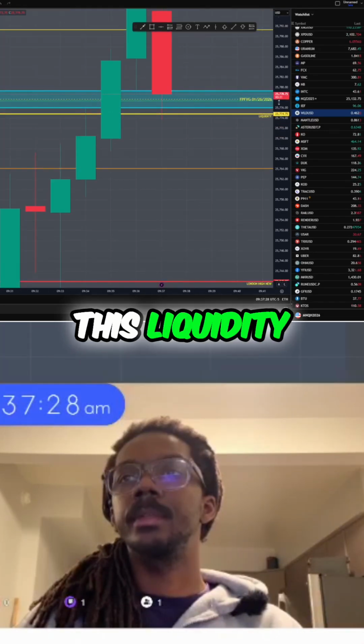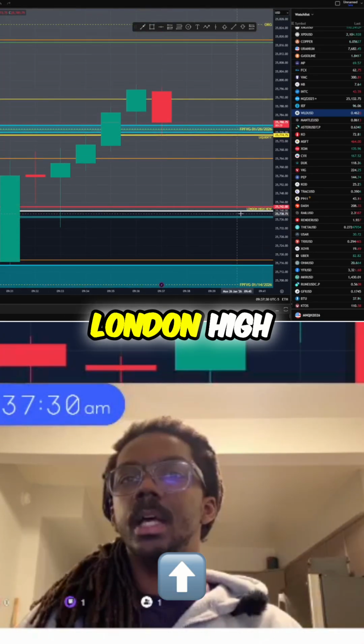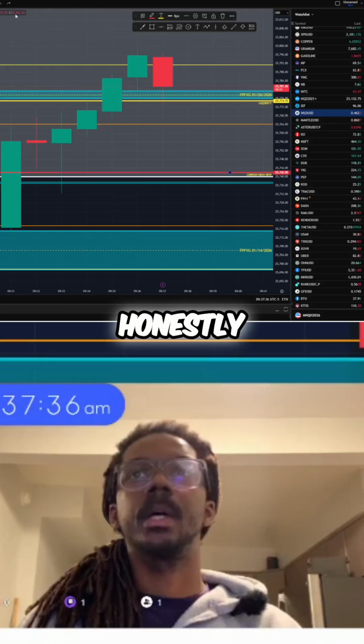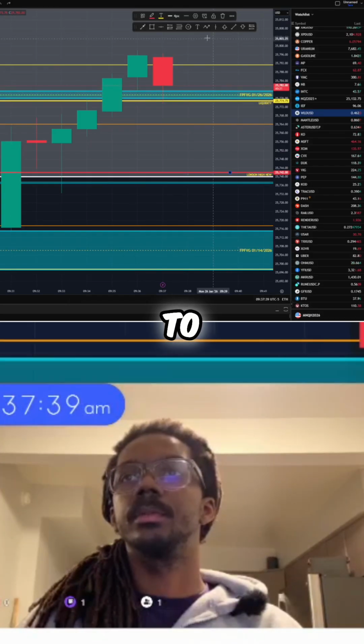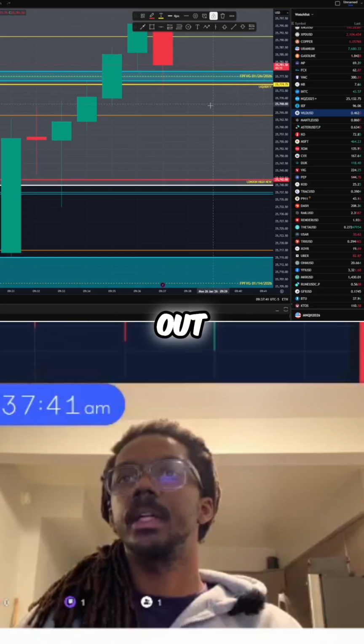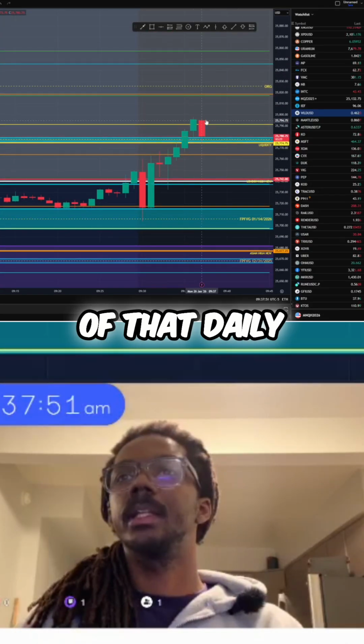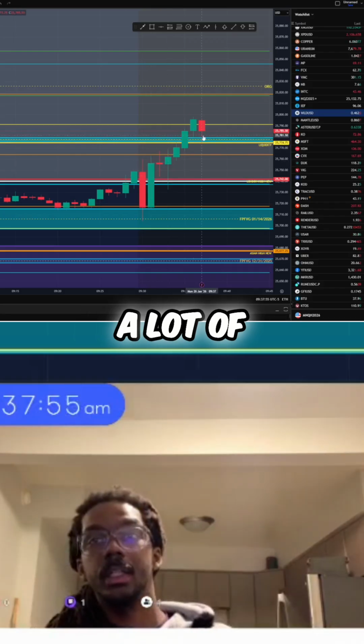We have already swept this liquidity. We already swept this London high. We should be able to keep going up, honestly, but we're going to wait because we don't want to, like I said earlier, get faked out. Plus, we already hit the midpoint of that daily candle, so we already hit a lot of targets.